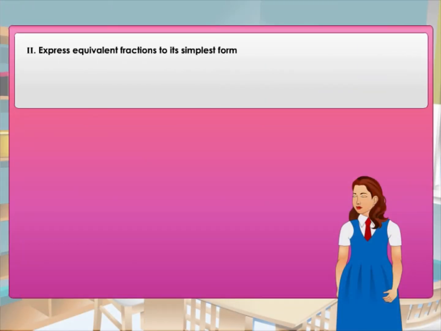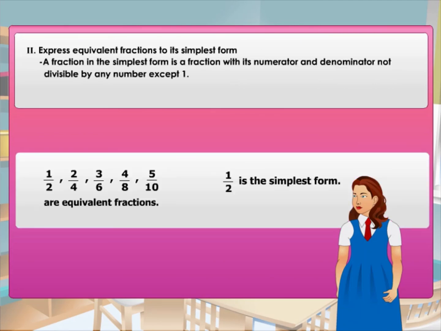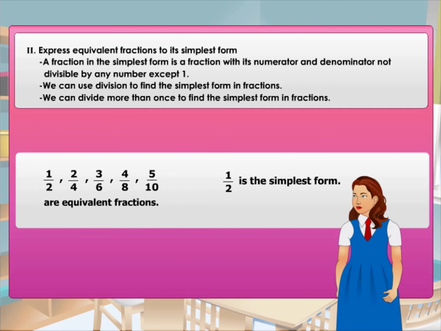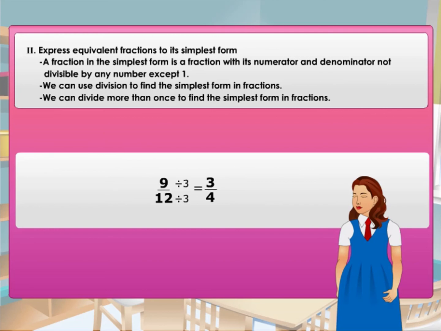Express equivalent fractions to their simplest form. A fraction in its simplest form is a fraction with its numerator and denominator not divisible by any number except 1. We can use division to find the simplest form of fractions. We can divide more than once to find the simplest form of fractions. 9 divided by 3 over 12 divided by 3 equals 3 over 4.